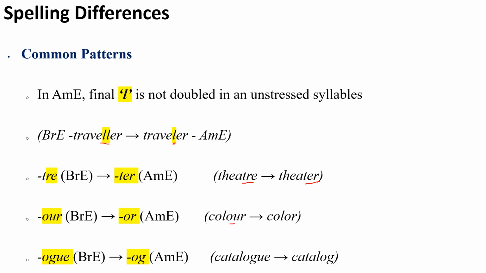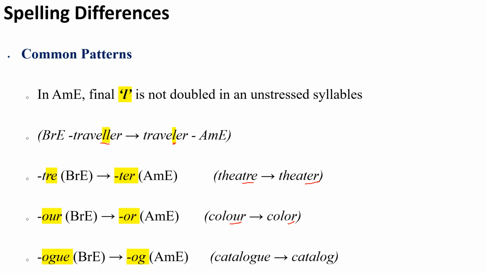Next, some words end in our in British English, but in or in American English. So colour is our in British English, whereas in American English it is color, with or. For example, labour, labor; honour, honor. In place of our, American spelling is or. So labor, honor, color, we see differences in these words' spellings.